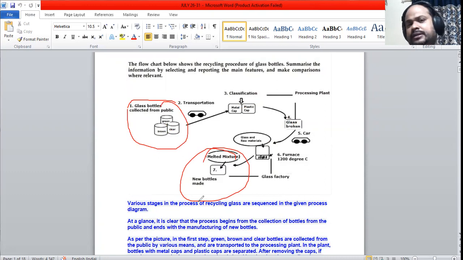We are not telling that this is a complex process, a simple process, or something else, because we don't have enough data whether it's complex or not. I cannot make it out. So it's glass recycling. It may be complex sometimes, it may be simple sometimes, it may be costly sometimes, but I cannot make out that from this particular picture. So I've said that the process begins from this stage and the process ends at this stage.